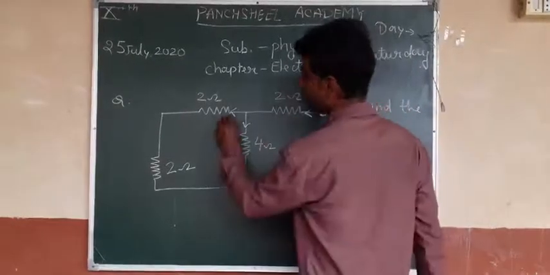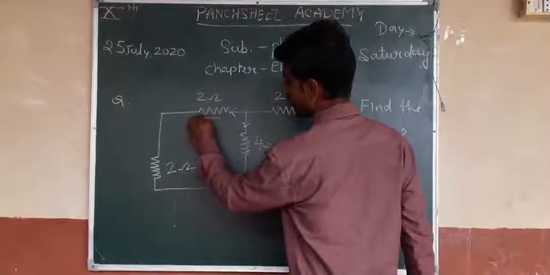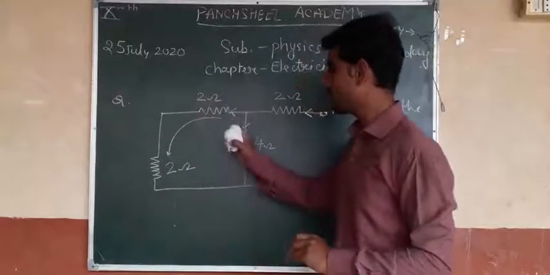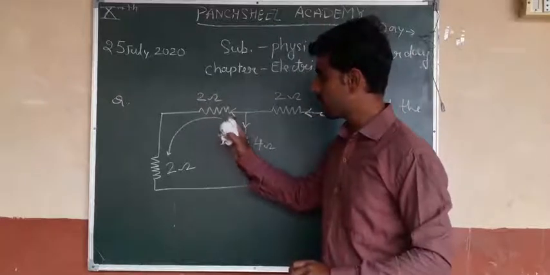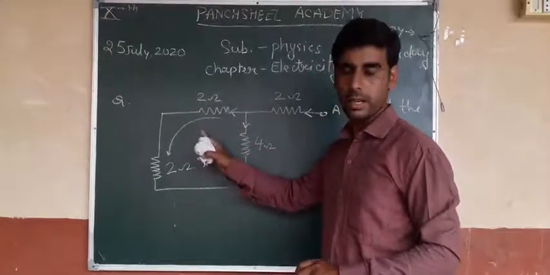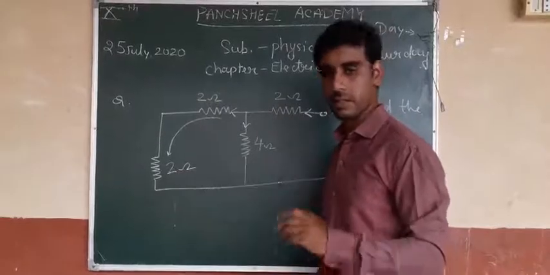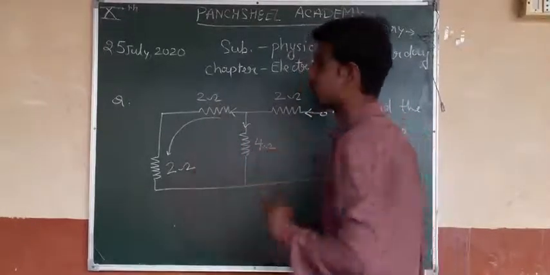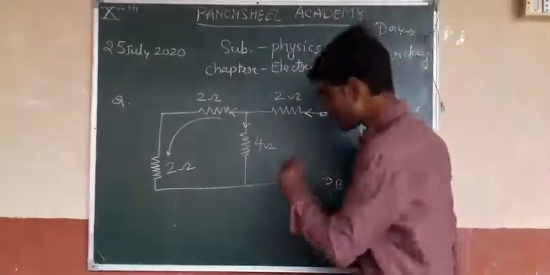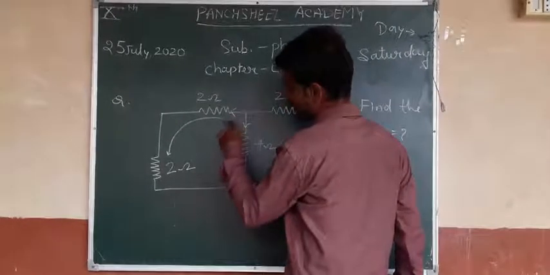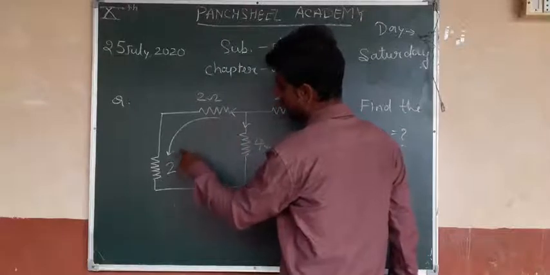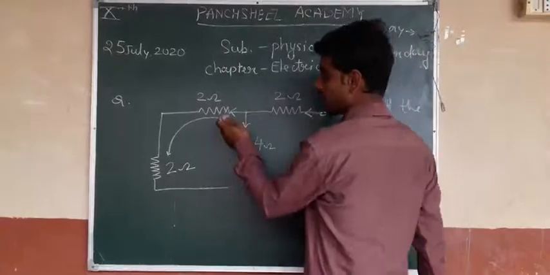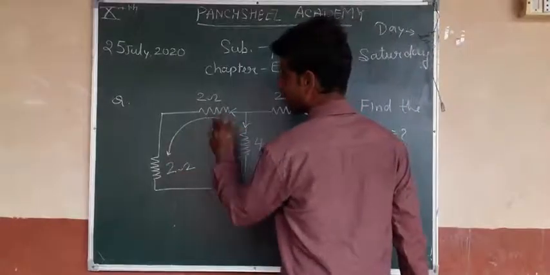Now in this resistance, the current flows like this. This current flows in the 2 ohm resistance and also in the other 2 ohm resistance. So these two resistances are in series. Why series? Because the current flowing in these two resistances is the same. So what is the equivalent resistance of this 2 and 2?